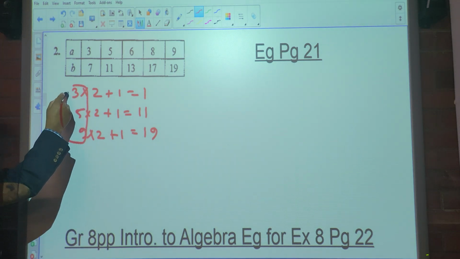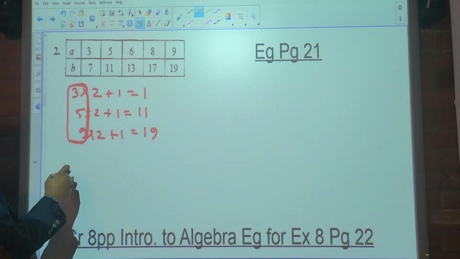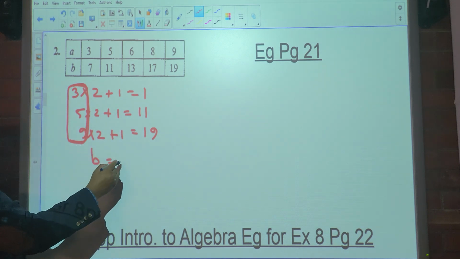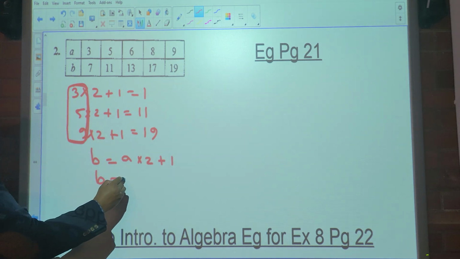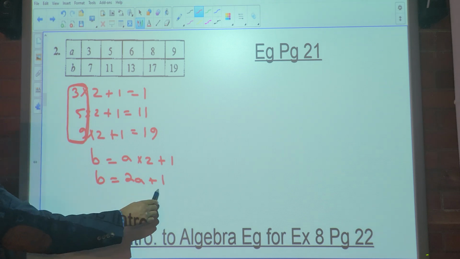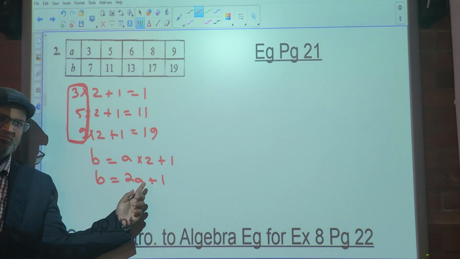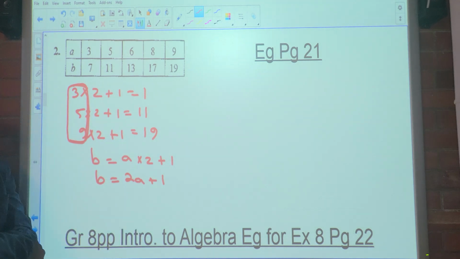These numbers are changing, and that's what we call the independent variable. The number that changes is a variable. Okay. So if you write this as the formula, what would it be? B is equal to A times 2 plus 1. Or can be written as B is equal to 2A plus 1. And what is 2A plus 1? Can I add it together? Are they like or unlike terms? Unlike terms. That's why I can't add them together. You guys understand?